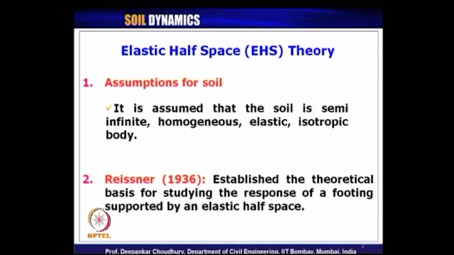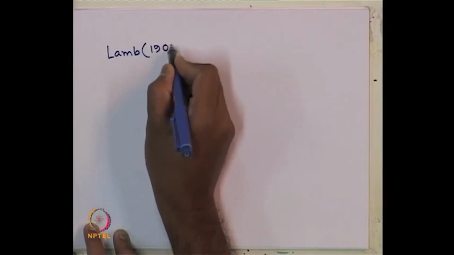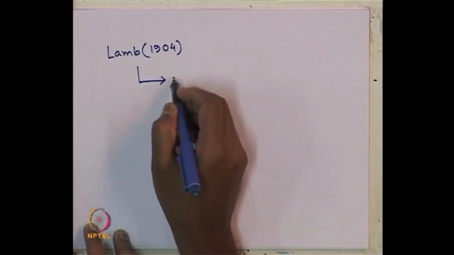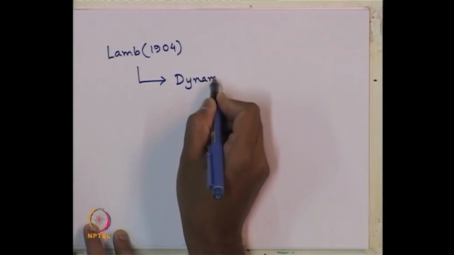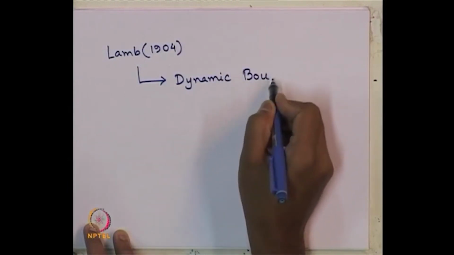Before that, if we see the utility of elastic half space theory for dynamic type of load, it was basically proposed by Lamb in 1904, mentioning that it is nothing but a problem of dynamic Boussinesq problem.